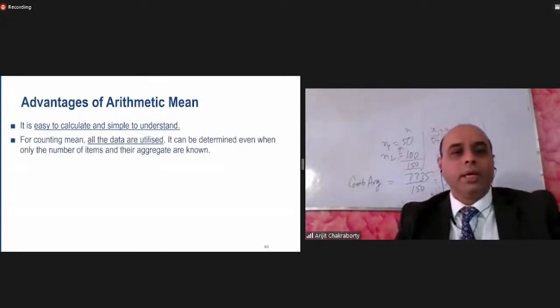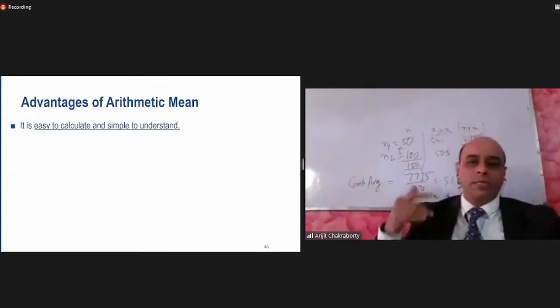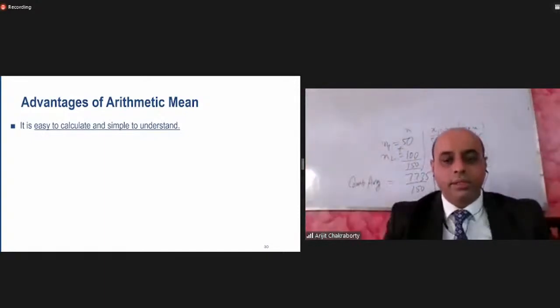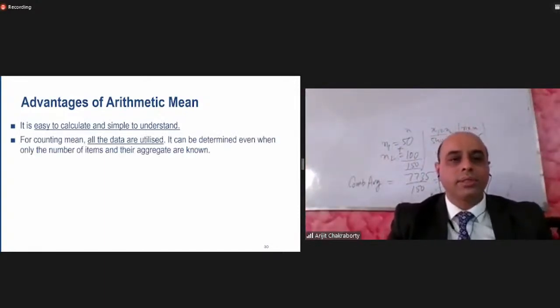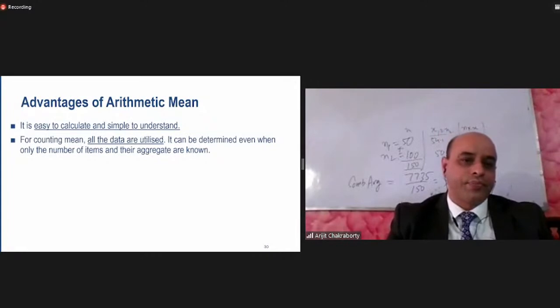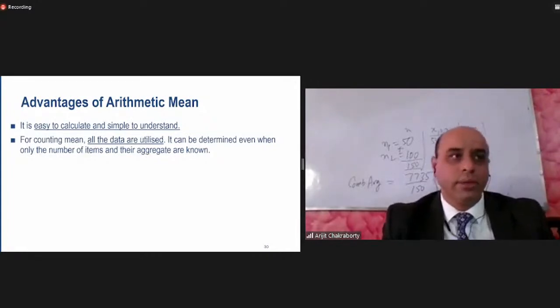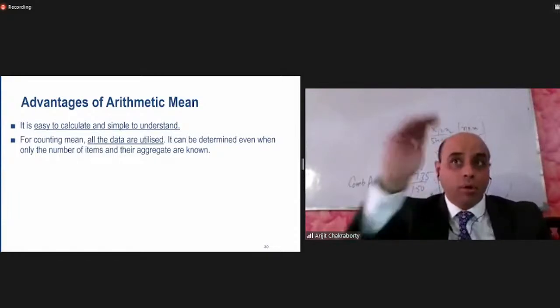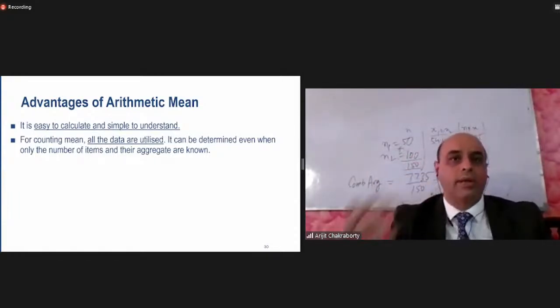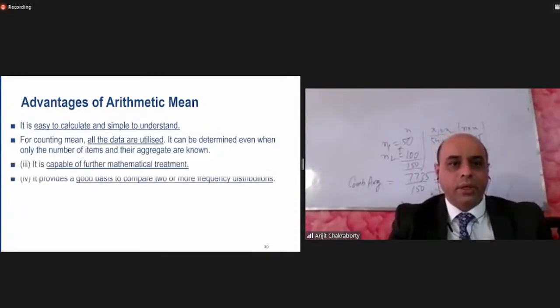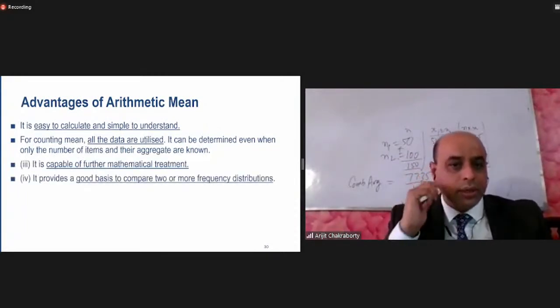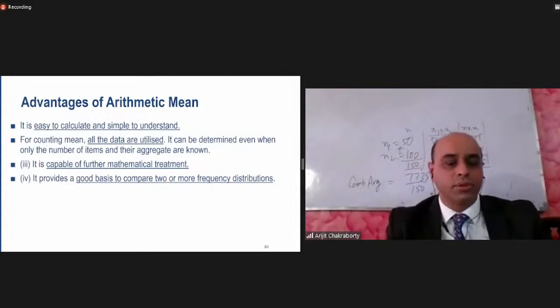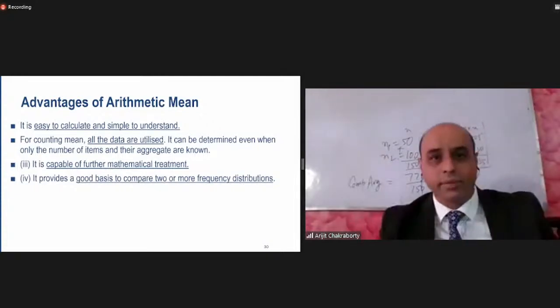51.57. Okay. First of all, arithmetic mean is simple and easy to understand. Number two, all the data is utilized. When you are calculating the arithmetic mean, you have to add all the observations. Otherwise, we cannot get the right answer. Also, we can compare two frequency distributions by looking at their average mean.